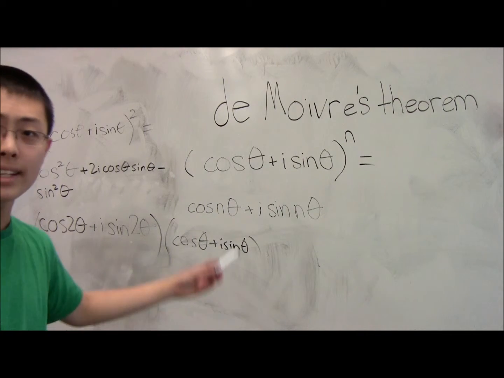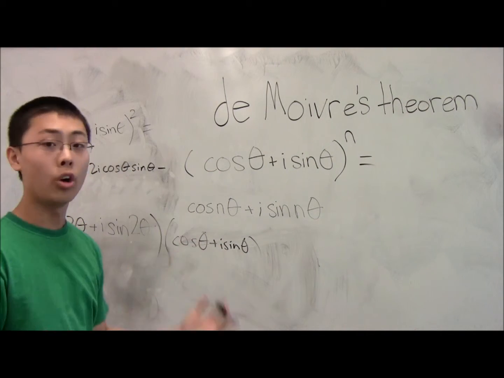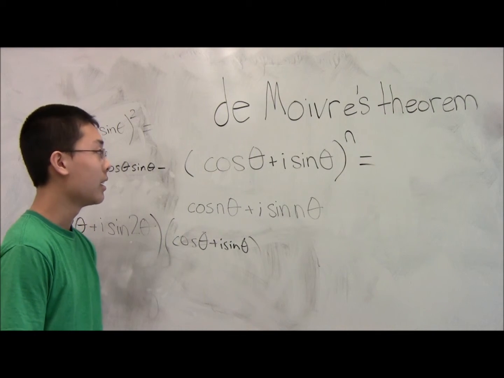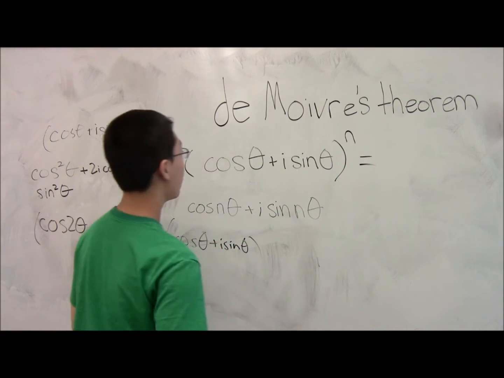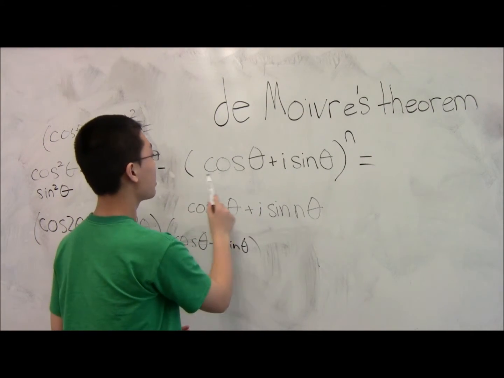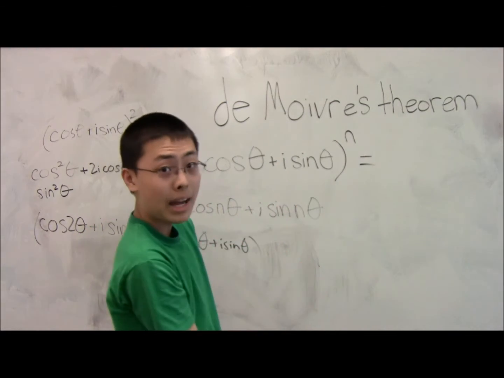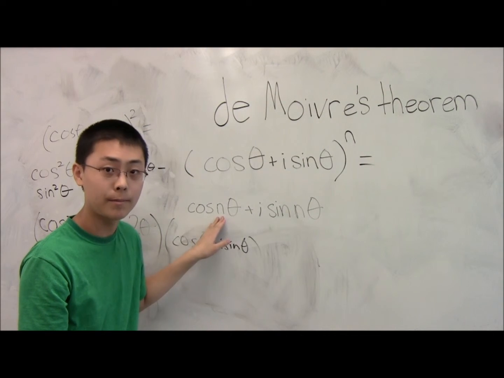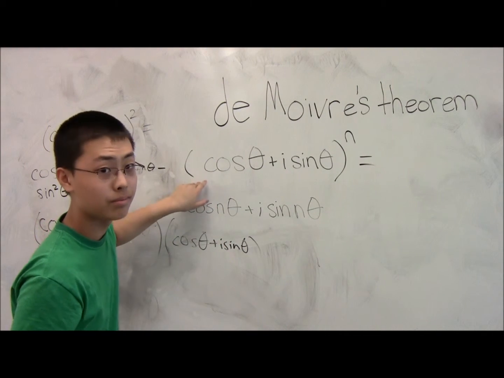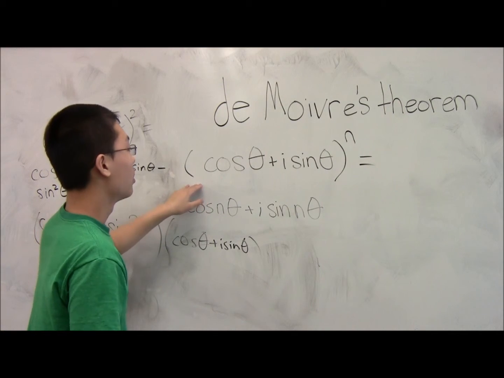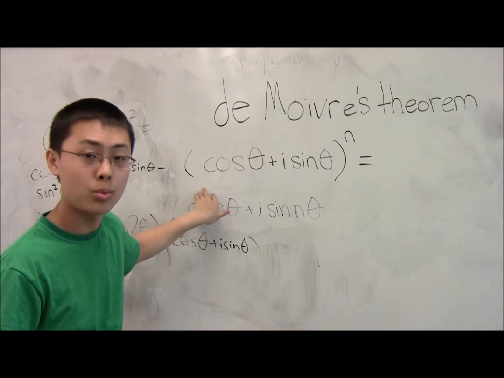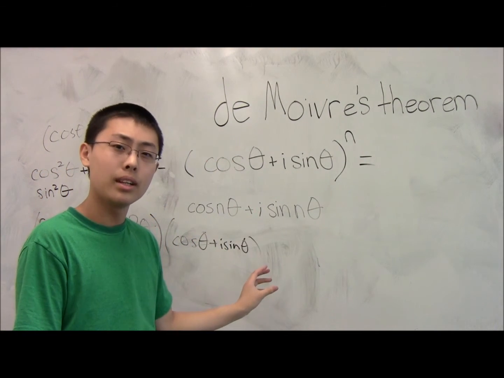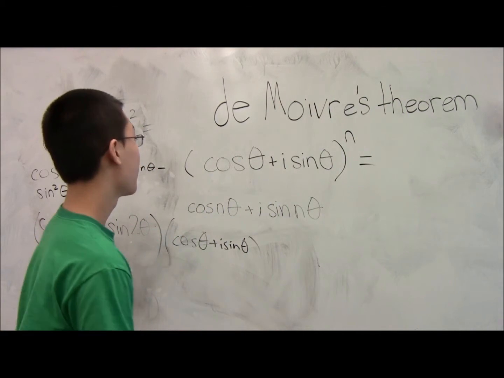But how do we prove that it works for all values of n? We can use a method of proving called induction. And essentially what we're saying is, assume that for one given value of n, cosine of theta plus i sine of theta to the n power gives us this. And we've already shown that that works for some values of n. So assuming that this works, and we've proved that it does, we just try it for n plus 1. And if we can prove that it works for both n and n plus 1, then we've proved it for all cases. And so we've already done that.